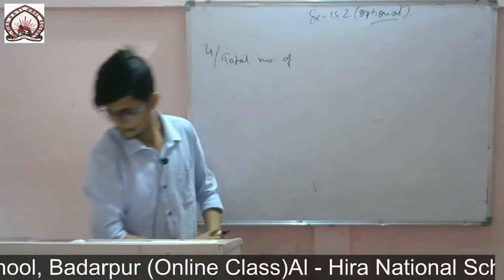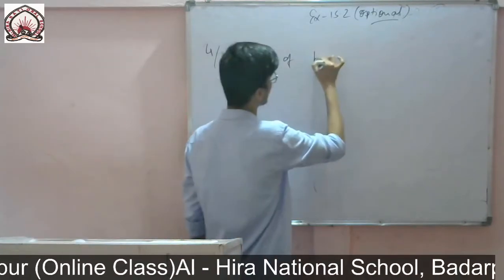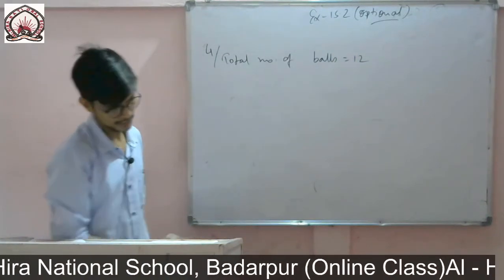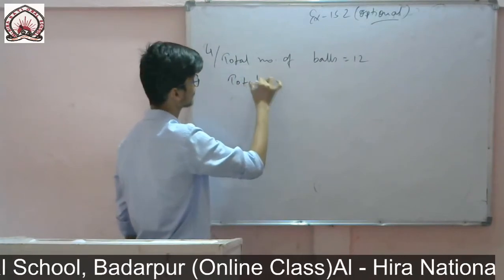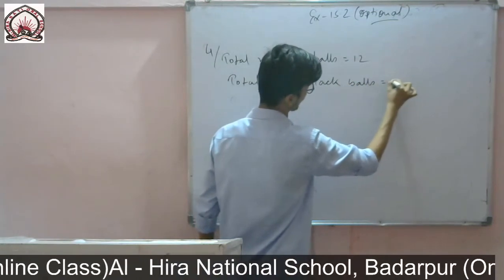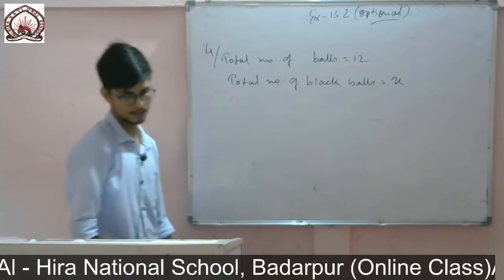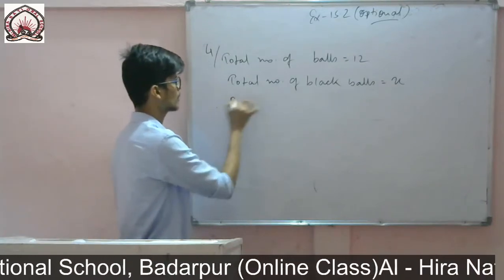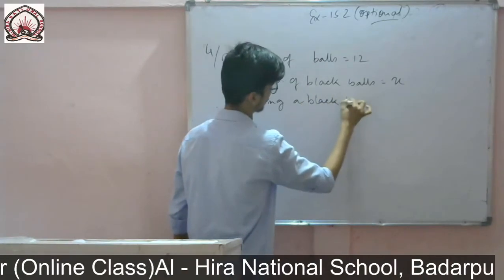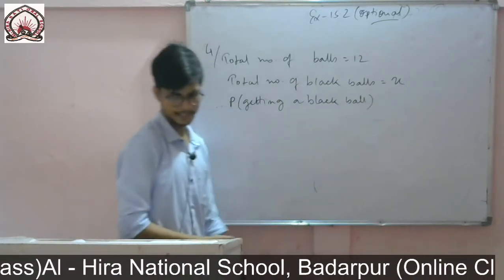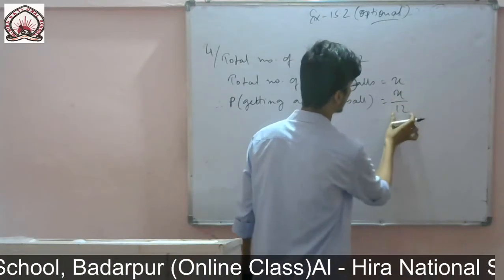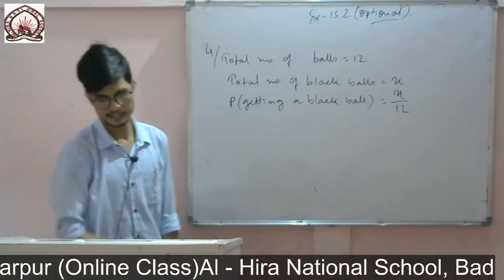Total number of balls is given as 12. There are 12 balls out of which x are black. So the total number of black balls is given as x. So the probability of getting a black ball will be equal to x by 12, favorable outcomes divided by total possible outcomes. So this is the answer of the first part.